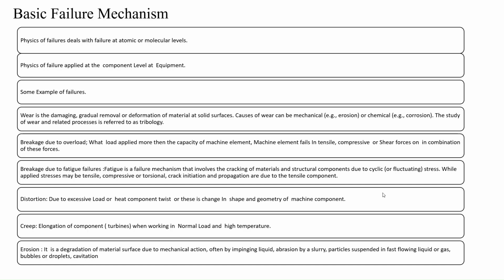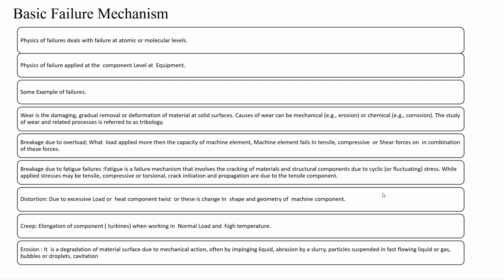Breakage due to overload. This occurs when the load applied is more than the capacity of the machine element. The machine element fails in tensile, compressive, or shear forces, or in a combination of these forces. Breakage due to fatigue failures. Fatigue is a failure mechanism that involves the cracking of materials and structural components due to cyclic or fluctuating stress. While applied stresses may be tensile, compressive, or torsional, crack initiation and propagation are due to the tensile component.